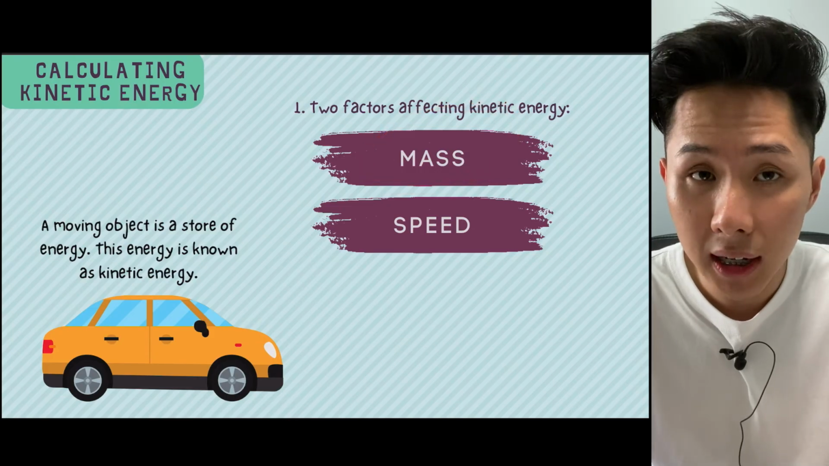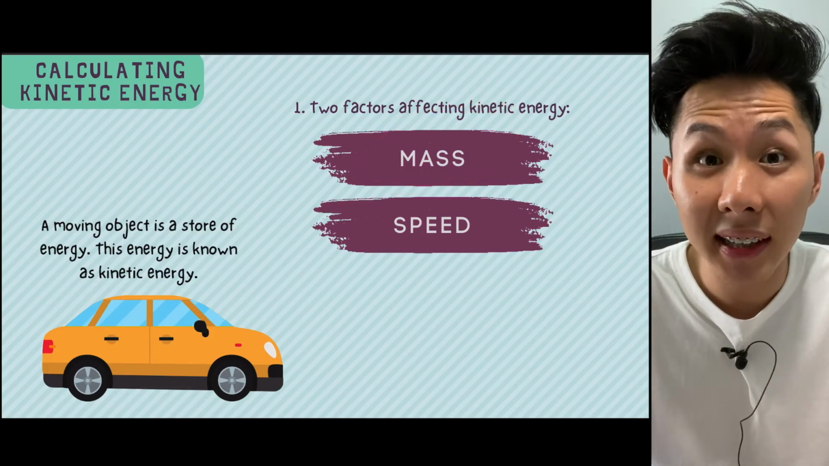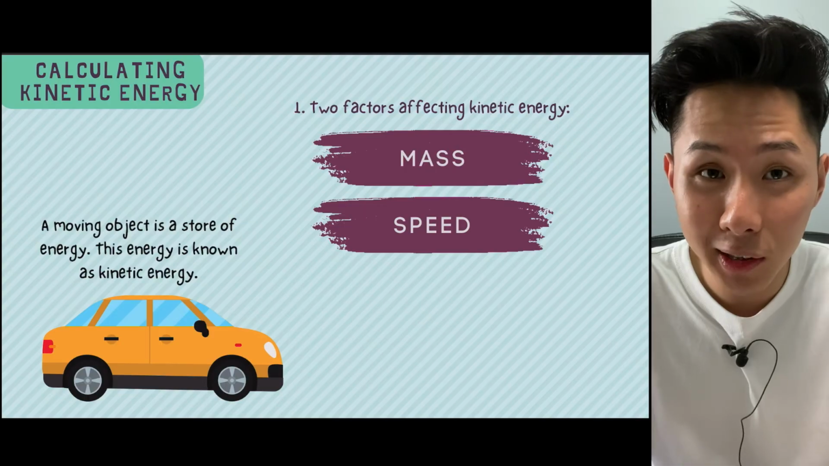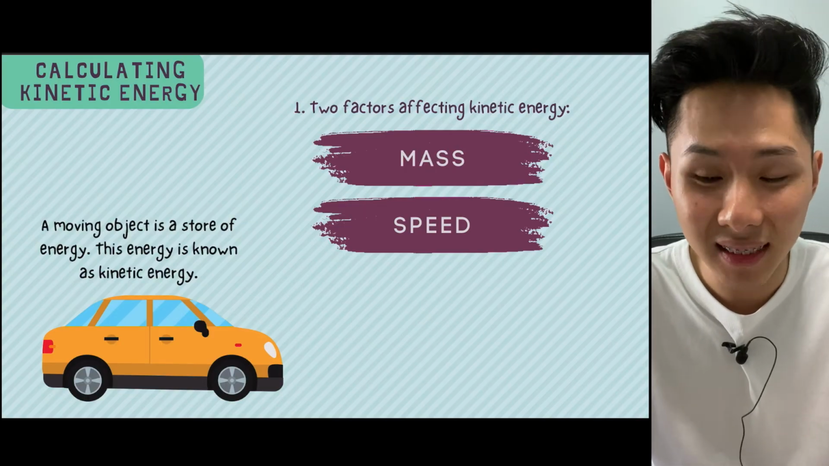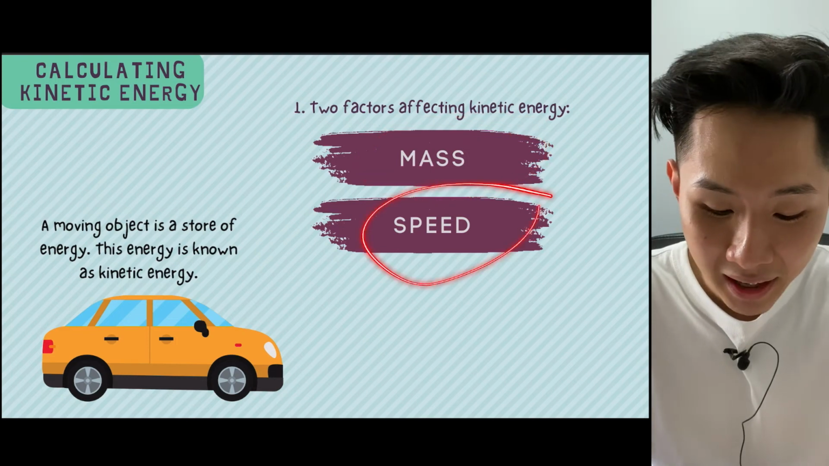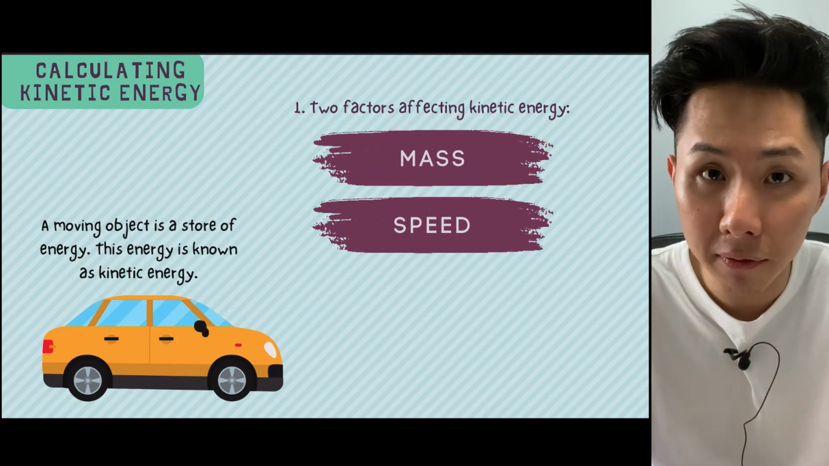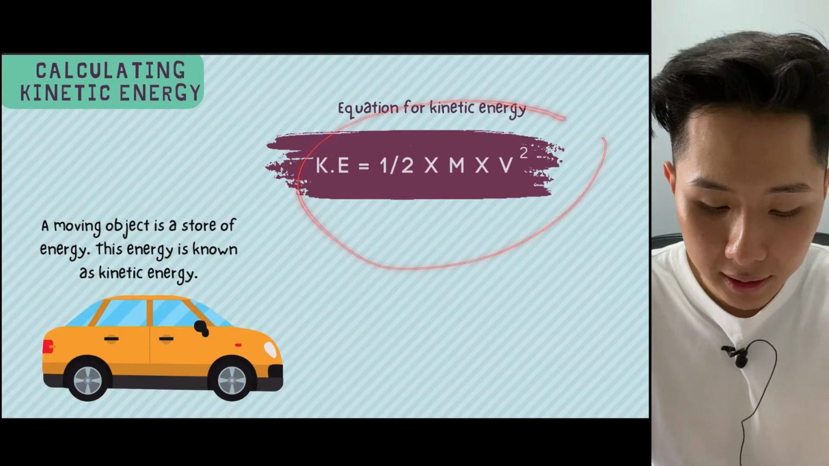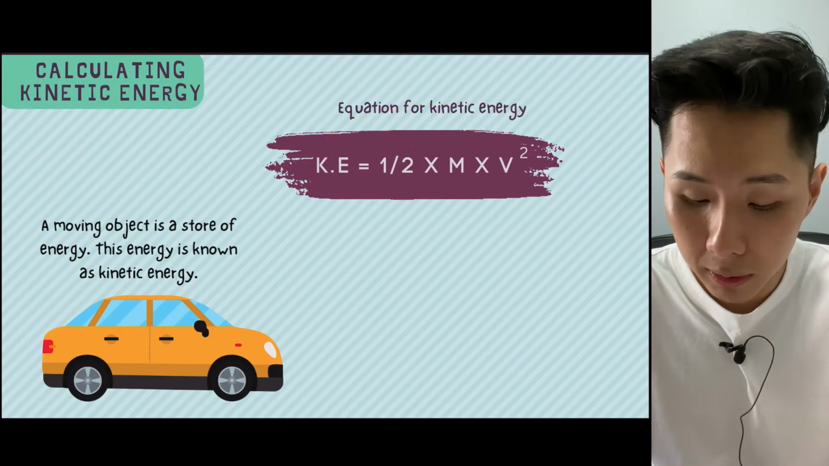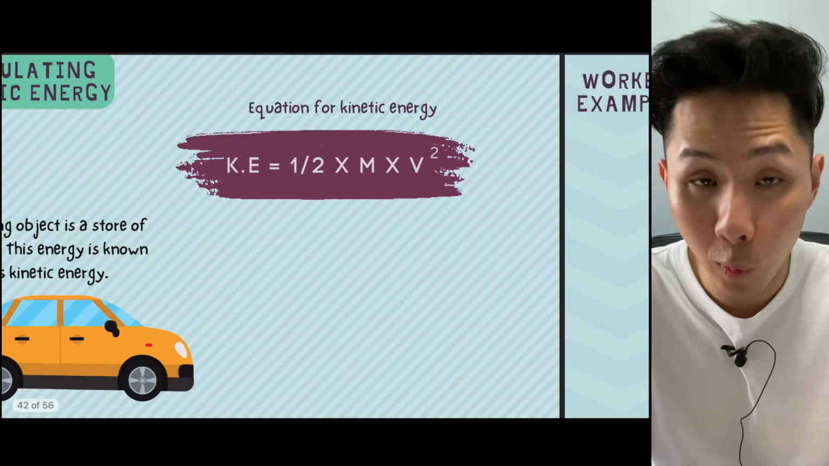The mass of the object. We all know that if, let's say, an elephant is running towards you as compared to a cat, the elephant is going to have more kinetic energy than the cat. So mass is important. And the second one is speed. The faster it moves, the more kinetic energy it has. And the formula to find the kinetic energy is 1/2 multiplied by m times v squared.